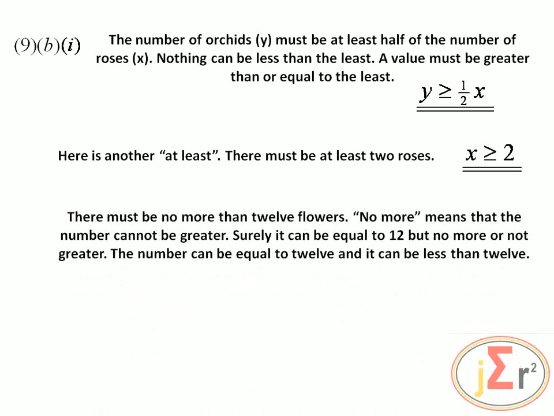There must be no more than 12 flowers. What does that mean? No more than 12 means that it can be equal to 12. So no more means that the number cannot be greater, but it surely can be equal to 12, but not more. The number can be equal to 12 and it can be less than 12. So whatever we have, which is the total, x plus y, must be less than or equal to 12.